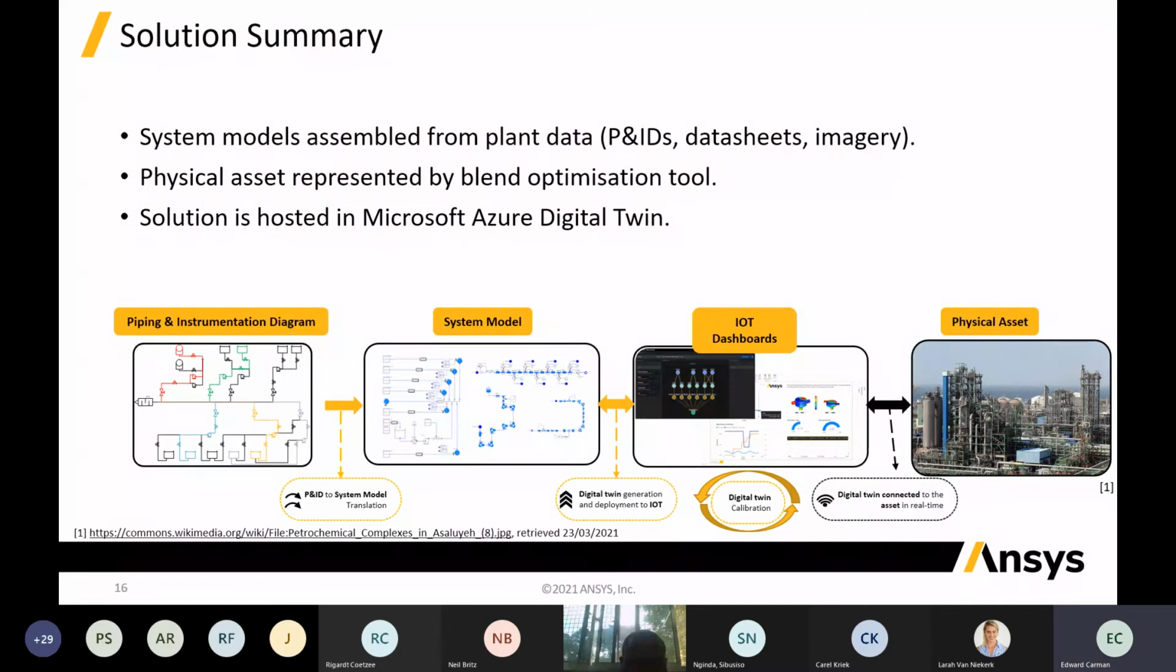The overall solution architecture looks something like this. We have our system information, so our PNIDs, our data sheets, our imagery. We use this to build a system model. That system model is then deployed as a runtime to live on an IoT platform, and that's then sharing data with the physical asset, which is the blend tool in this case.